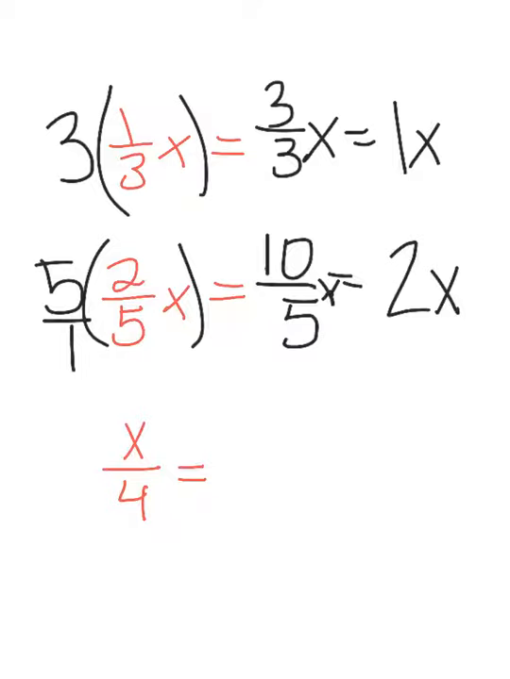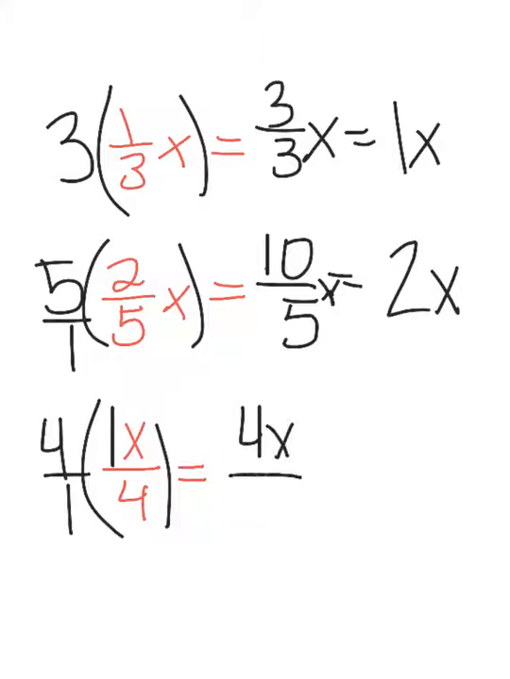The bottom one, now remember, this is the same thing as saying I have a 1 right there. So I'm going to multiply everything by my denominator of 4. And you can put the over 1 if you need to. So 4 times x, or 4 times 1x, is just 4x. And then 1 times 4 is 4. And 4 divided by 4 is 1. So I'm left with 1x, or you could just put x. Either way is completely fine.